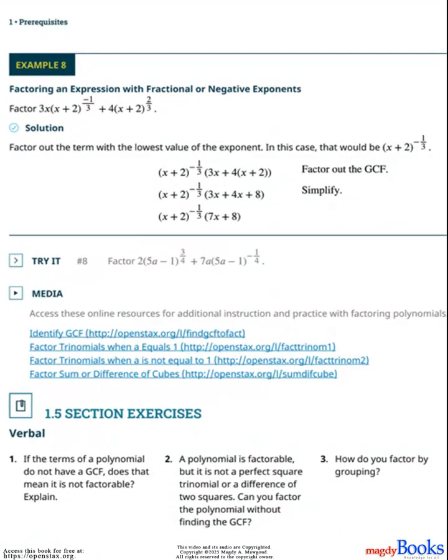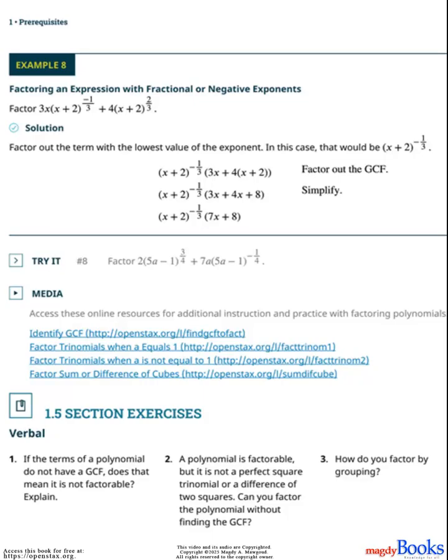Example 8. Factoring an expression with fractional or negative exponents. Factor 3x(x plus 2) to the power of negative 1/3 plus 4(x plus 2) to the power of 2/3. Solution. Factor out the term with the lowest value of the exponent.